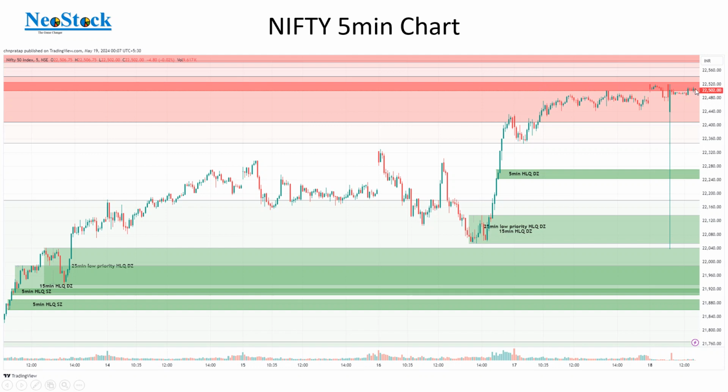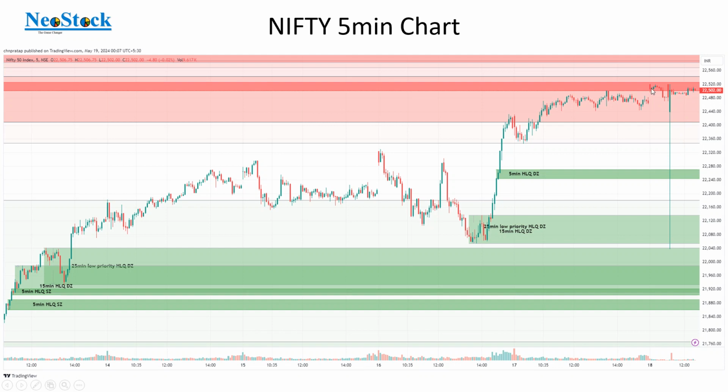What happened yesterday? Prices closed inside this zone. So the next trading day on Tuesday is very interesting. Let us see whether with a gap up this zone will be violated, or the institutions add a new order flow in this and again push the market down. That we have to see.